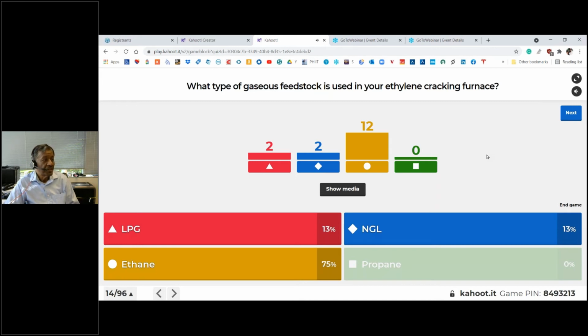Well, most of us are using ethane, and you will see because in US it is available in plenty, especially because of the shale gas revolution. And there are some people who are using LPG and NGL. Well, thanks for the response.